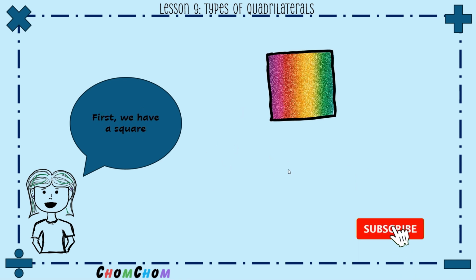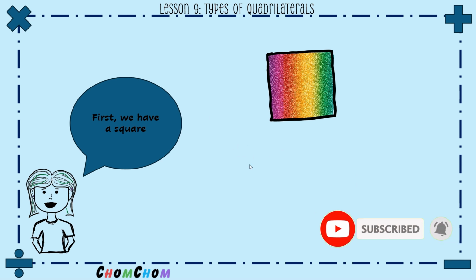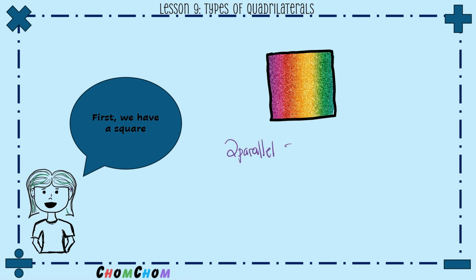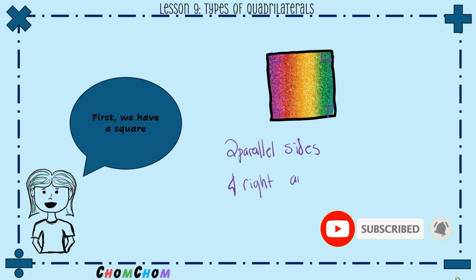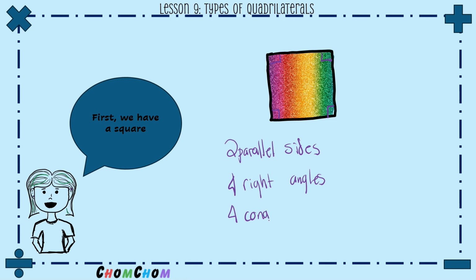All right, first we have a square. Squares have very specific characteristics. Let's go talk about those now. Squares have 2 pairs of parallel sides. They have 4 right angles, see, in each corner. And they have 4 congruent sides.